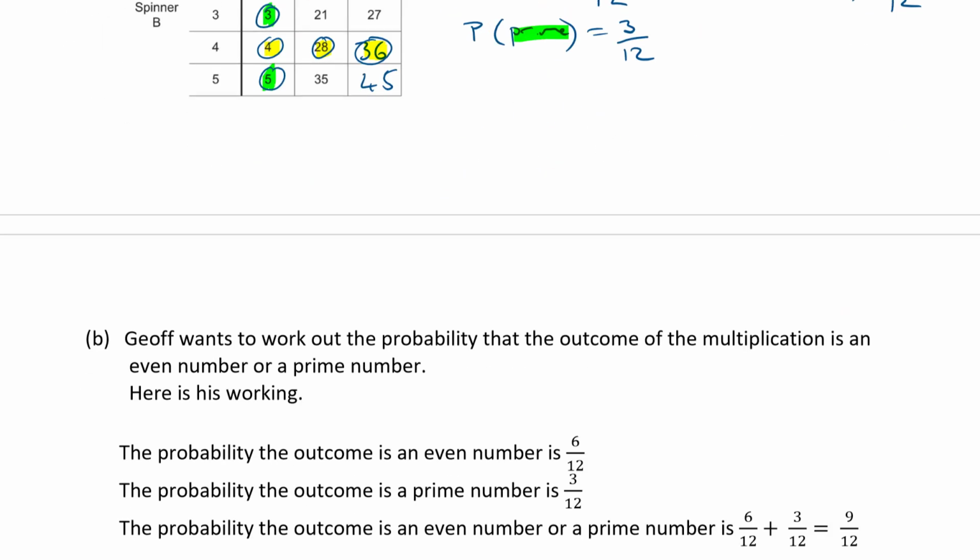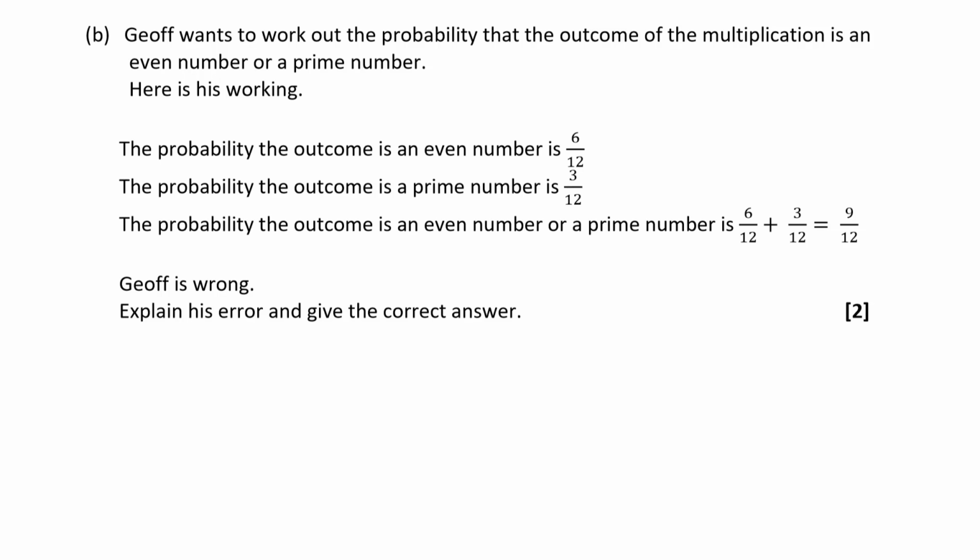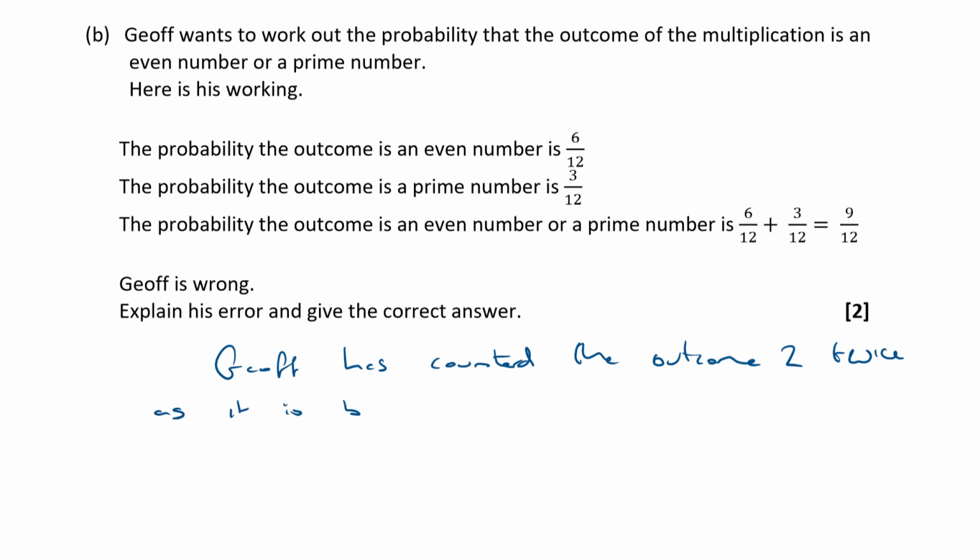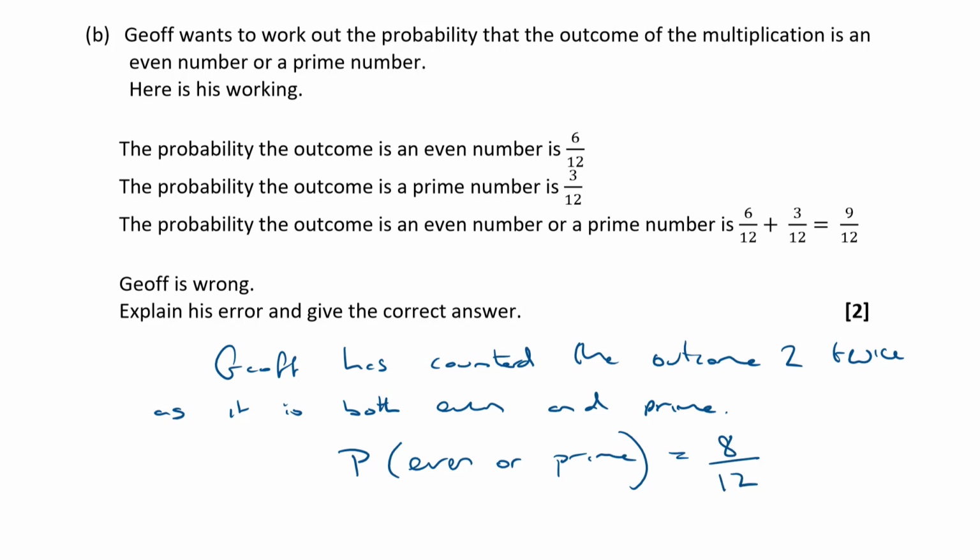Okay, so let's go back and write that down as our answer then. So Jeff has counted the outcome 2 twice, as it is both even and prime. And we said the probability of even or prime should be 8 out of 12 and not 9 out of 12.